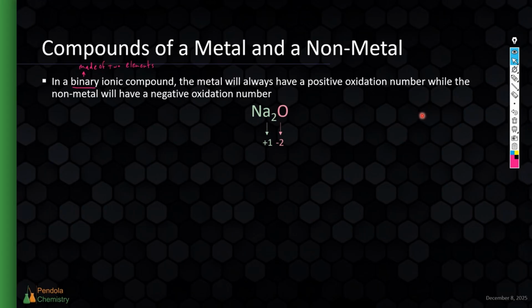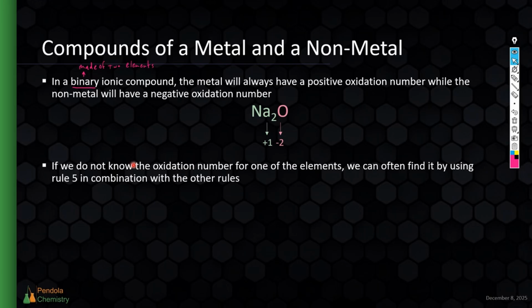If we keep going, if we do not know the oxidation number of one of the elements, however, so here we had a rule for both sodium and oxygen, but if we didn't have a rule for one of the elements, we can always find it by using Rule 5 in the previous video, in 7.2. Rule 5 said that when we add up the oxidation numbers of the elements, we need to have the overall charge of the ion, if it's a polyatomic ion, or 0 if it's a compound, be equal to the addition of the oxidation numbers.